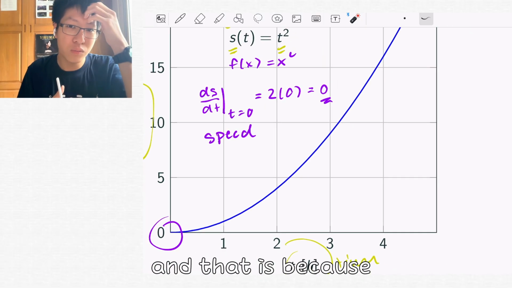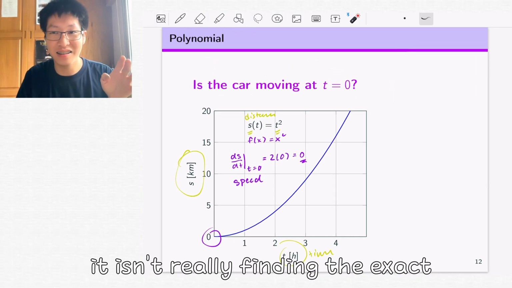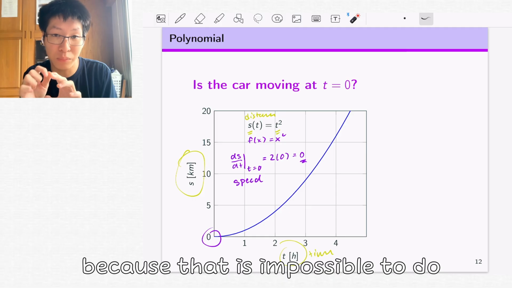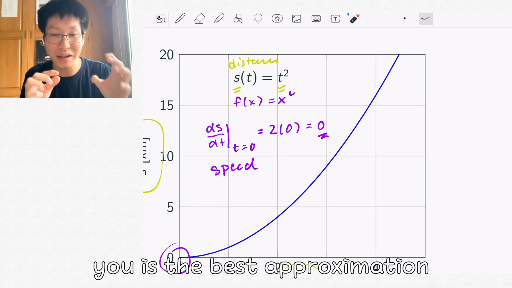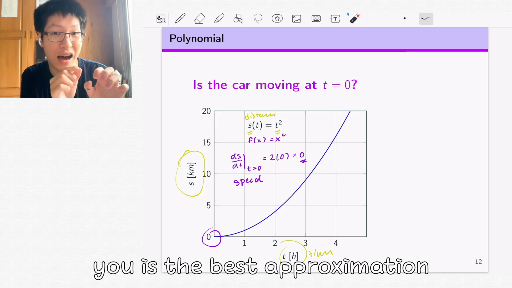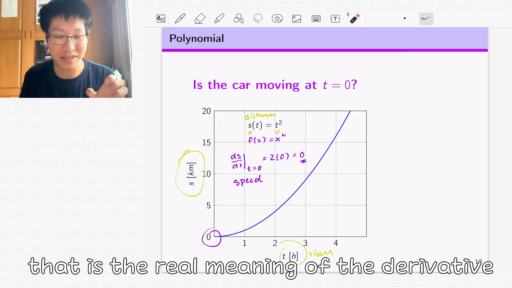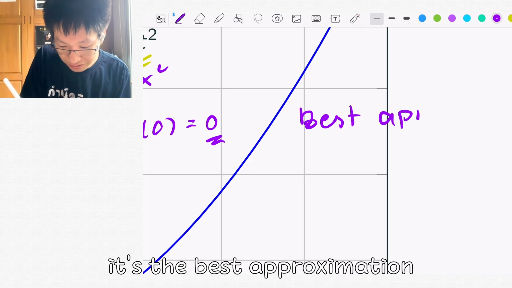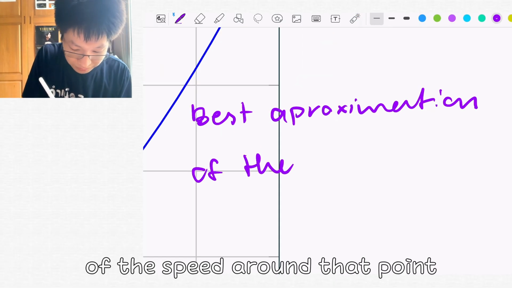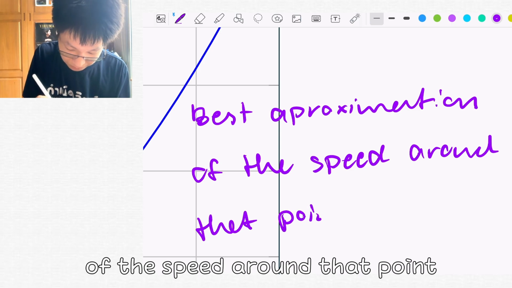And that is because when we find a derivative, we aren't really finding the exact speed at a point, because that is impossible to do. But what the derivative is actually telling you is the best approximation of the speed around that point. That is the real meaning of the derivative. So I'll write this for you to see. It's the best approximation of the speed around that point.